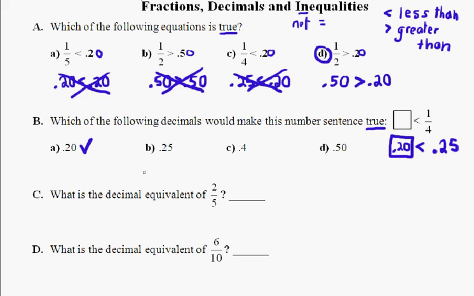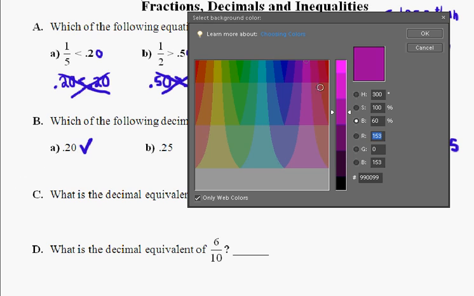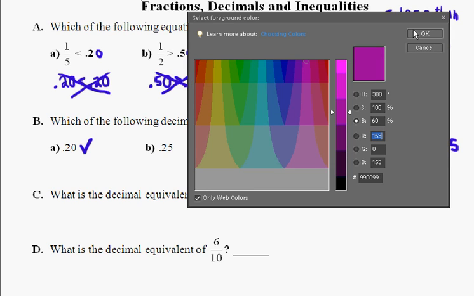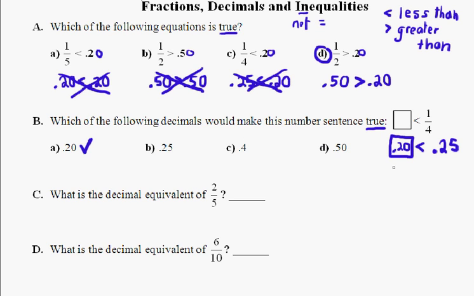So next, let's try the color purple. Let me try putting in 25 cents into this equation. So if I put 25 cents here, that would say 25 cents is less than 25 cents. No, that doesn't make any sense at all. It's supposed to be they're equal. So that one I do not think is right.